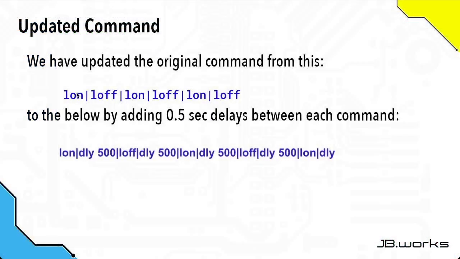So now what we're going to do is update our original command, which is this one here, by adding 0.5 second delays between each of the commands. And so that's what we've done down here. So this is one delay, L off, then another delay, another command, then a delay, command, and then a delay. So we've basically taken the original command and made it so that the user LED lights will go on and off more slowly and with gaps of half a second between each change.